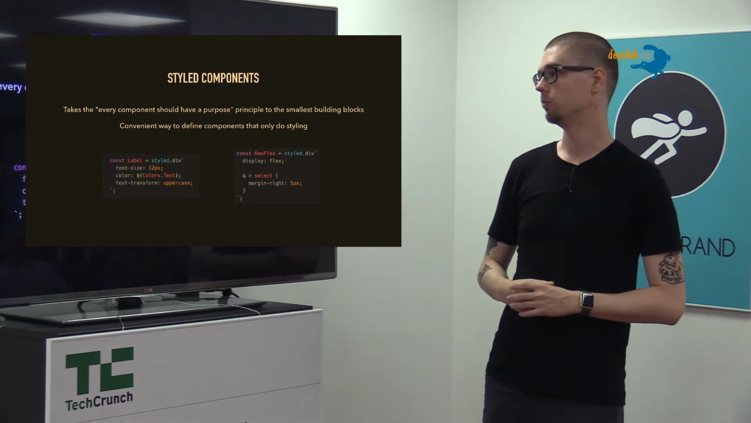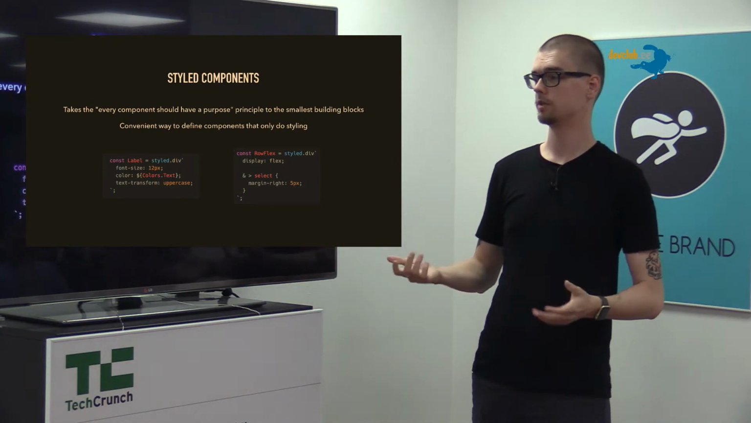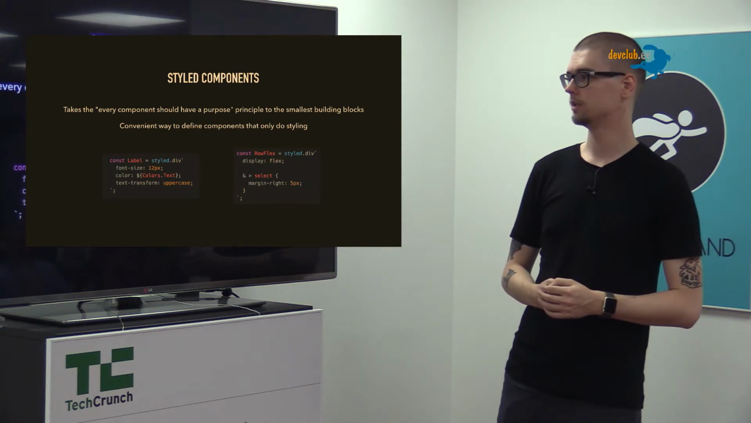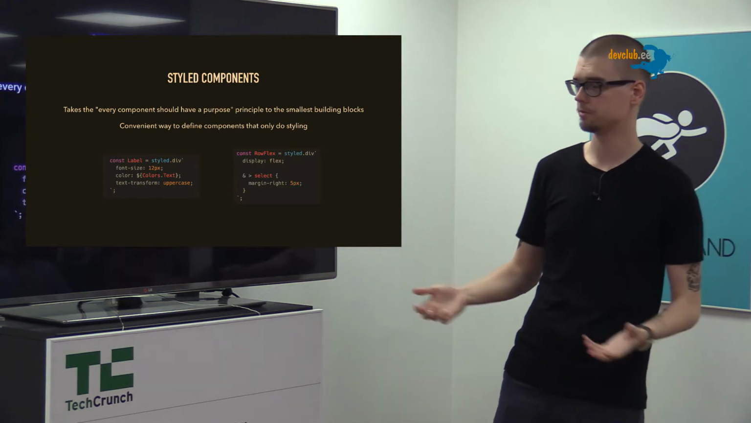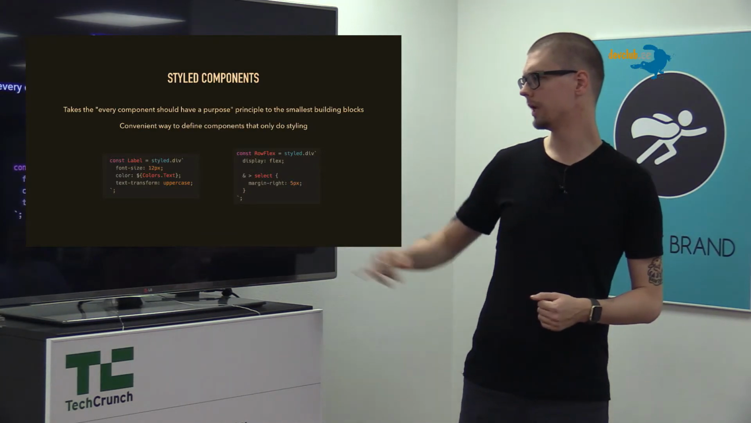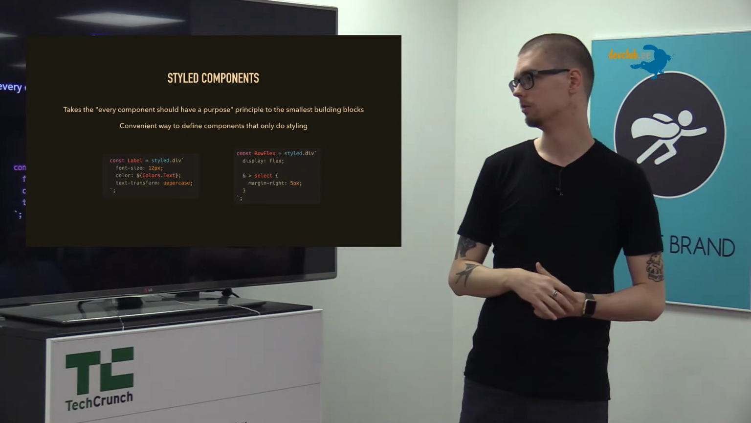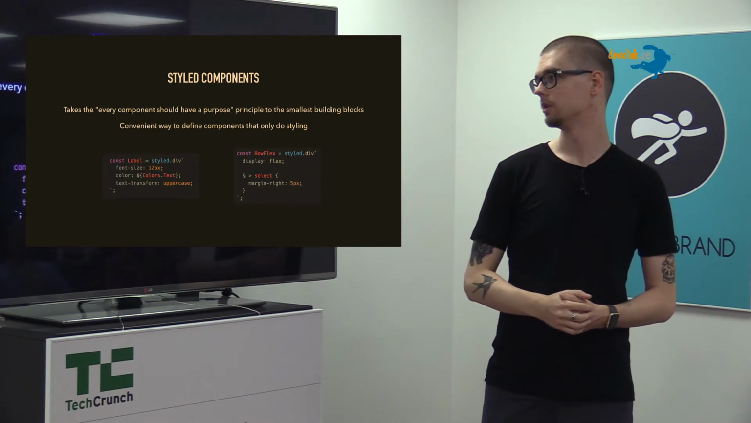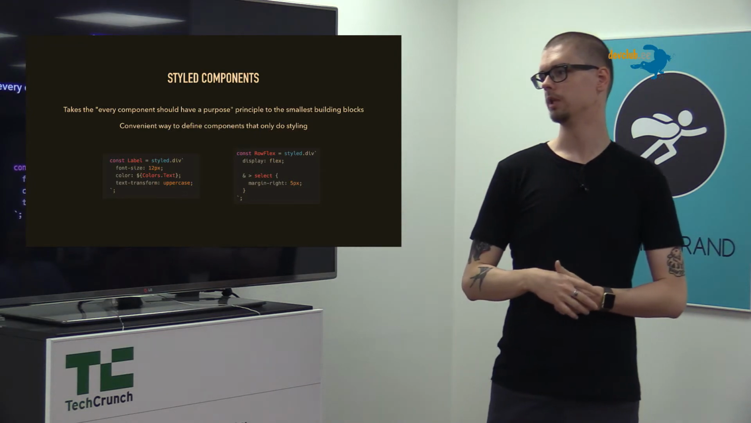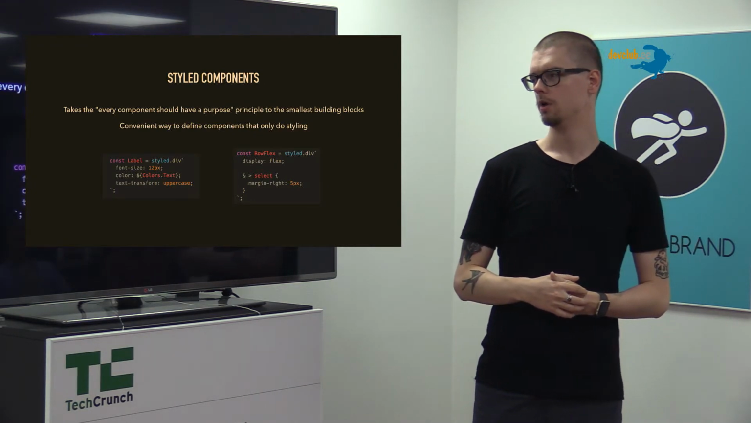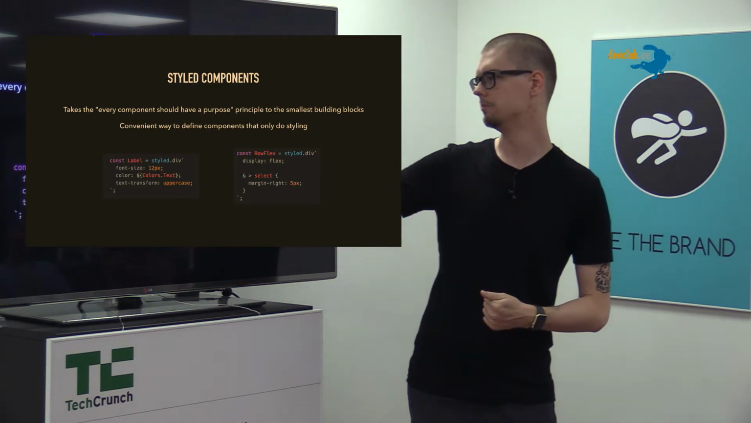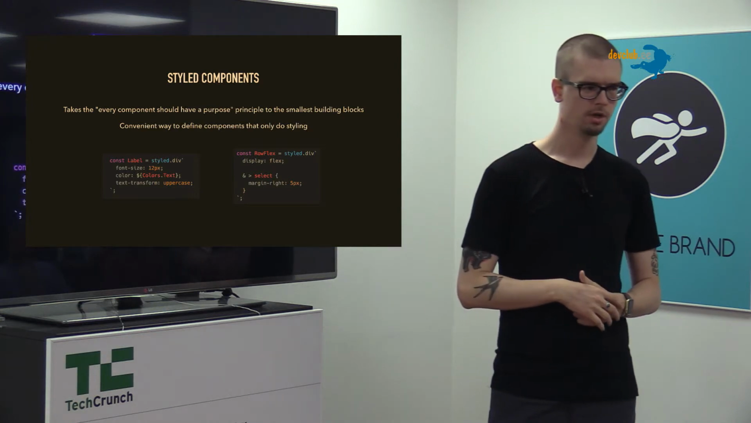Another thing that we use a lot and have started using recently is styled components. This takes the "every component should have a purpose" principle to the tiniest basic blocks. It's a way to add styling to various HTML elements. It's very convenient, very quick, but most importantly, you kind of have to think about why stuff is there, because you have to give names to your styled components.